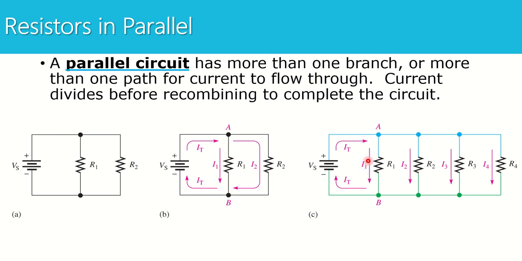Here's another example of a parallel circuit where we can see the current splits and takes four different paths. Path 1, path 2, path 3, path 4. And all of these paths are going to recombine right here. And I'm going to return to the source with the total current that I started with. That's the definition of parallel.